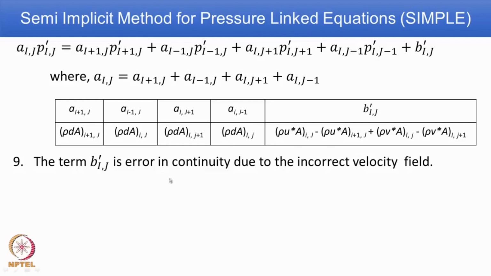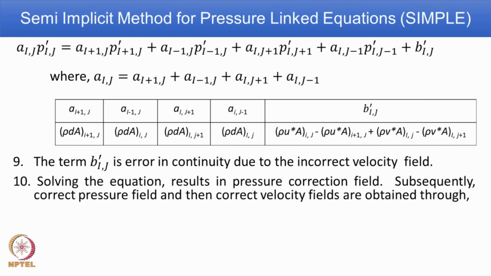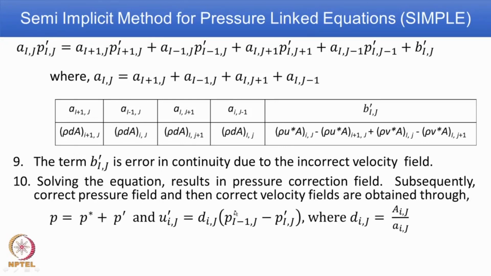The b prime is an error in the continuity, which happens because you have used a guessed velocity field in the continuity equation. When you solve this equation, you get what is known as p prime, which is the correction in pressure, and we can subsequently get the correct pressure field, then velocity fields are obtained by this expression. p is equal to p star plus p prime, and u prime i comma j is as shown here, and this is repeated for the other velocity component v and at all node locations.